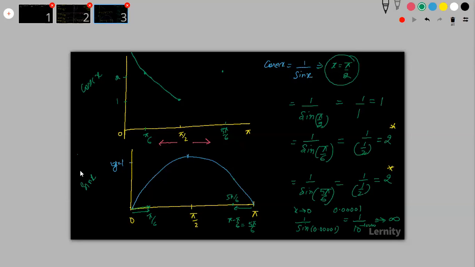Okay. Now, one more thing: for x equal to 0, we will get 1 by 0. So 1 by 0 is undefined. So that means again there will be a gap in between these two. Okay. Now we can also see that there is a symmetry about pi by 2. If there is a symmetry about pi by 2, that means on the right side also it will be symmetric, the graph will be something like this. So the right side also will be a graph like this. Understood, everyone?